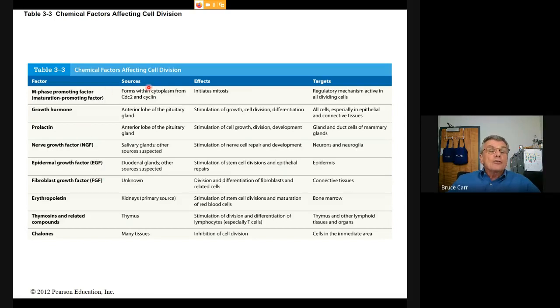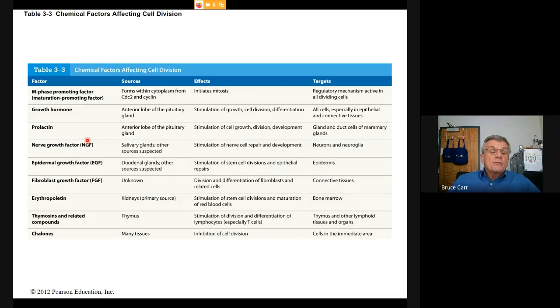Here are chemical factors that affect cell division, and we are going to be studying effects of endocrine hormones on overall cellular effects. But regulating at the cell level is very important to the human body and its maintenance. This growth hormone forms in the pituitary gland at the base of the skull. It stimulates growth, cell division, differentiation in all cells, but especially in epithelium and connective tissue. This is how we get bigger and how we form more skin.